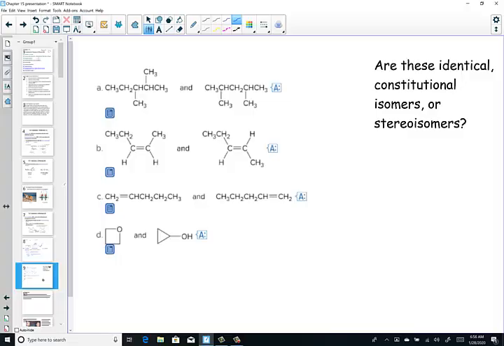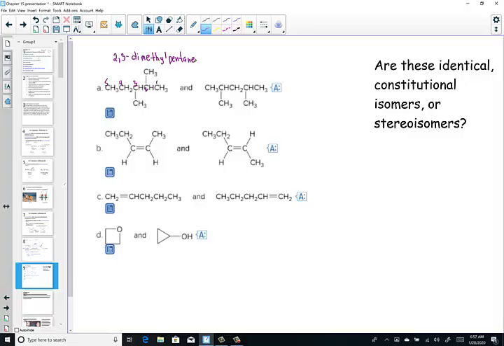Okay, let's take a peek if these are identical, constitutional, or stereoisomers. First thing I recommend is naming. 1, 2, 3, 4, 5 carbons in your first structure. At carbon 2 and at carbon 3, I see methyls. So I'm going to label that 2,3-dimethyl. And then we hear that root word pentane.